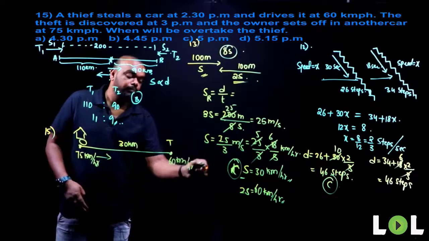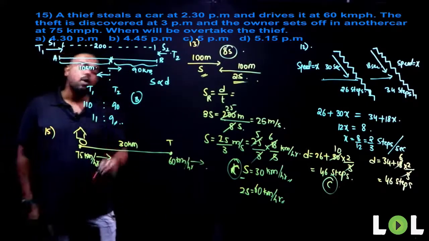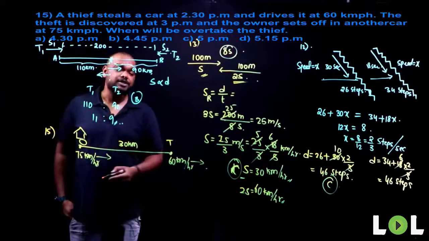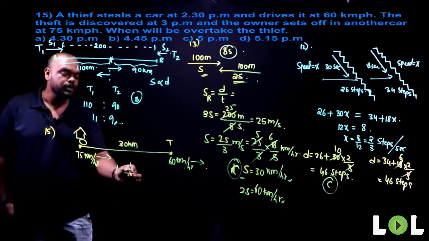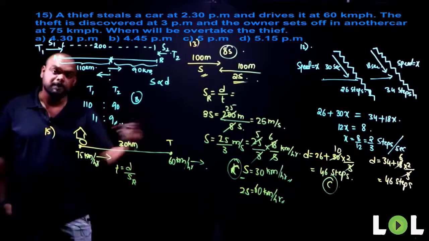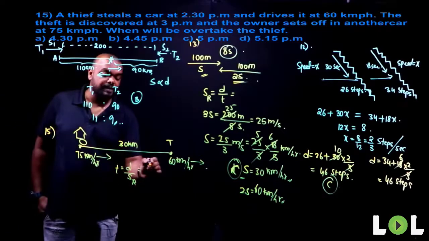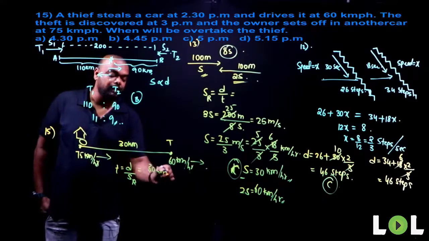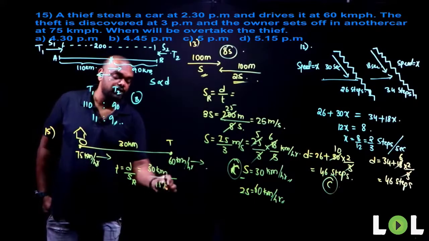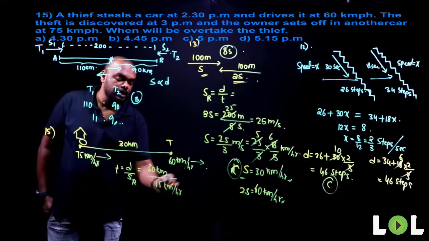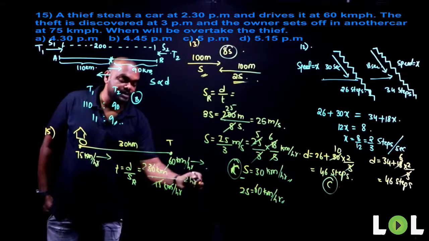Now, at what time will the owner catch the thief? We need time. Time is distance by speed. Which speed? Relative speed. Why? Two objects are moving. What is the distance between them? 30 km, divided by relative speed. Same direction means difference, 15 km per hour. Kilometer cancels. 15 into 1, 15 into 2. So the answer is 2 hours.